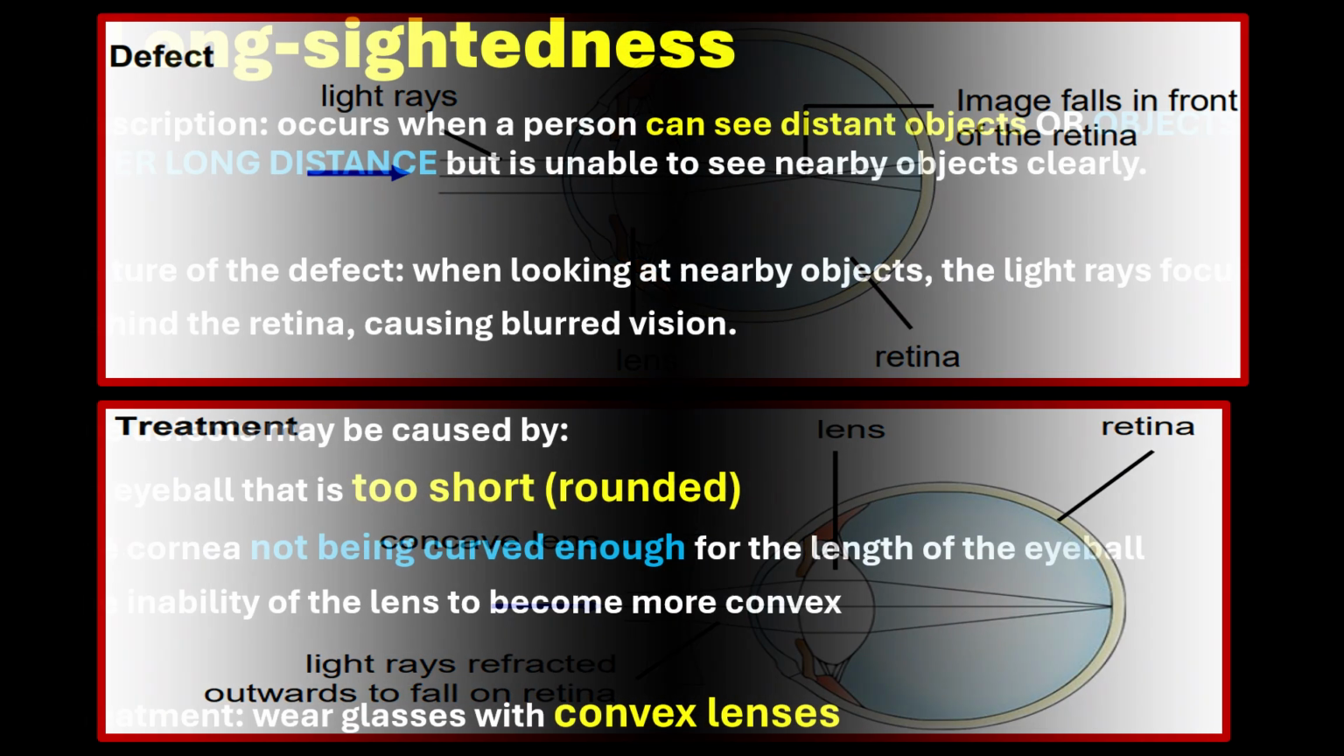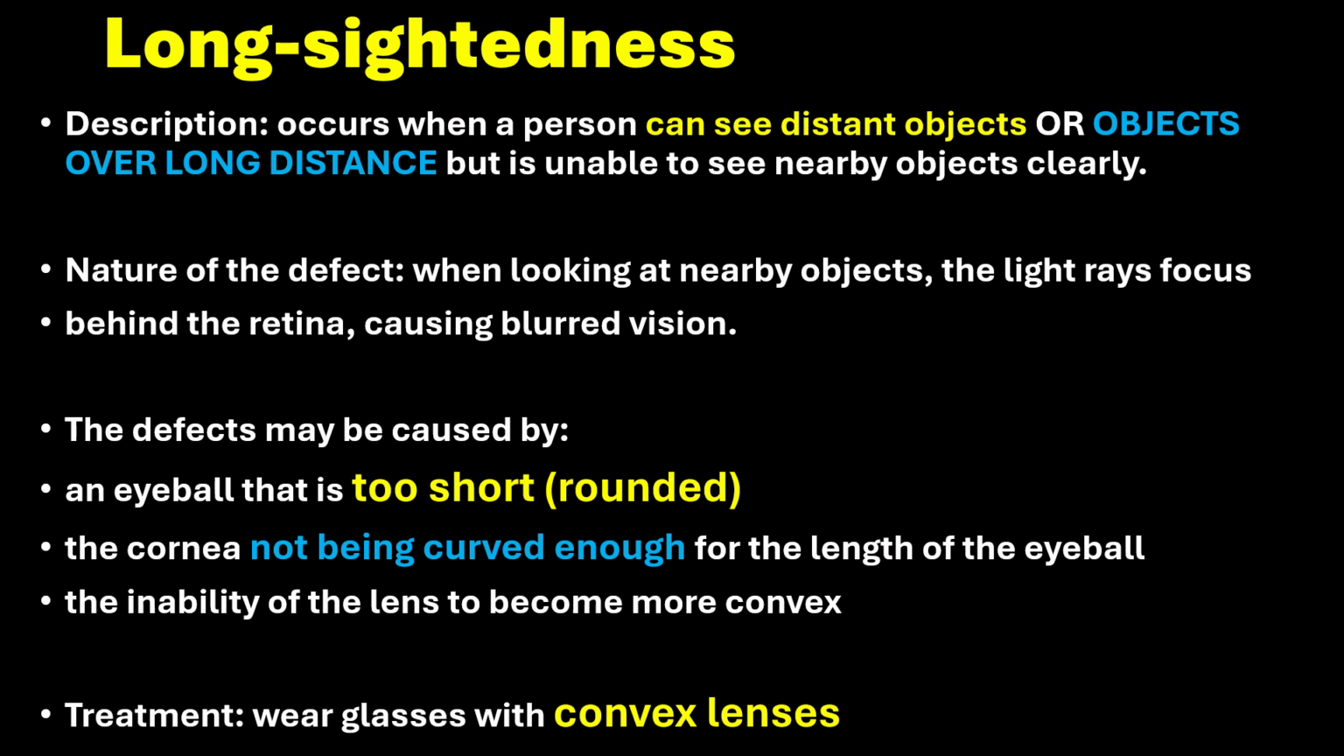We have the same for long-sightedness. We have already observed it. You can also review it by reading through your notes to understand fully what's happening, why a person can see far away but cannot see near objects, and the fact that the light focuses behind the retina if you bring an object closer to the individual. The reason is that the eyeball is too short or too rounded, the cornea is not curved enough for the length of the eyeball, or the inability of the lens to become more convex. You need a convex lens for such a condition.